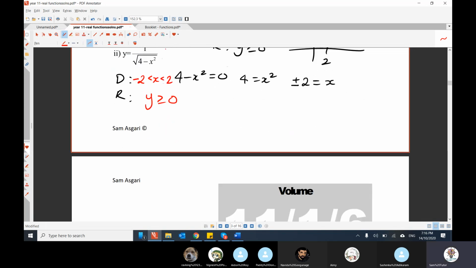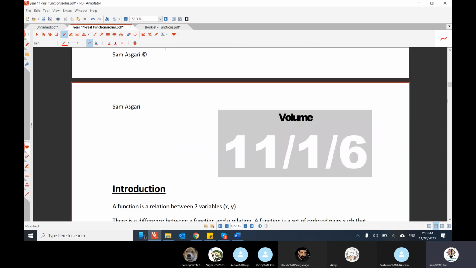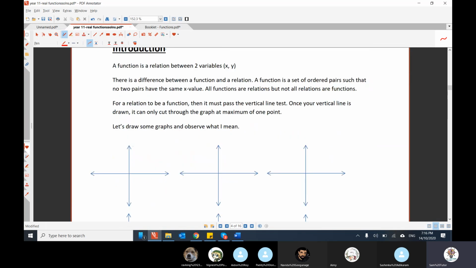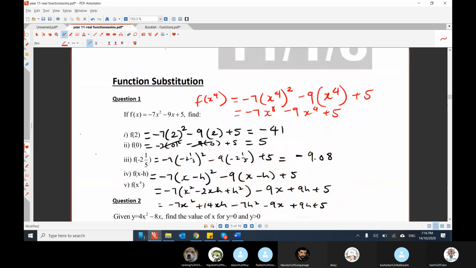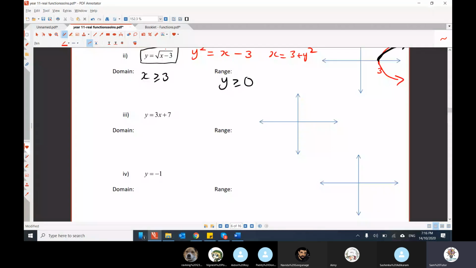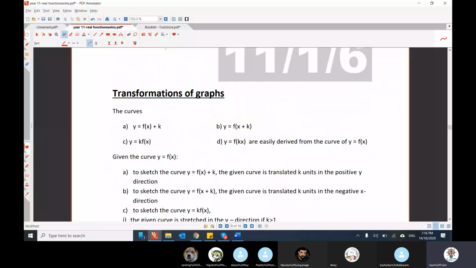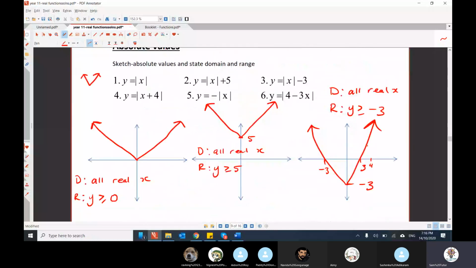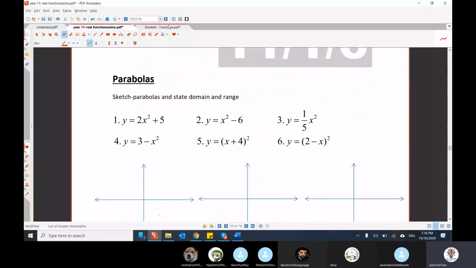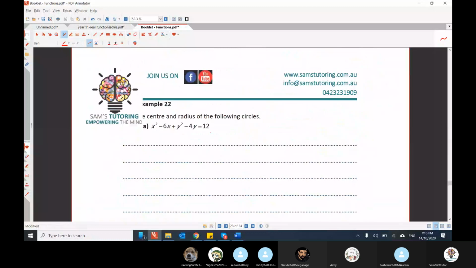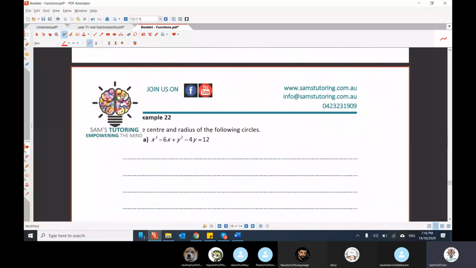All right, let's do some more. See how much easier domain and range was when we're doing it graphically. But now when you've got to try to do it algebraically, it gets a little bit harder, but it's okay. Because if you can understand them graphically, you'll be doing really well with them algebraically because you'll know what's happening.